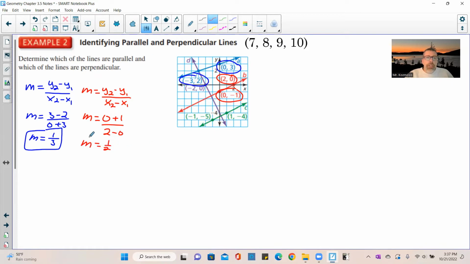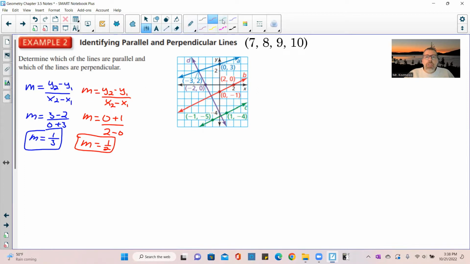So as you can see right now, the slope of the blue line is 1/3, and the slope of the red line is 1/2. Those two lines are not parallel, and they don't look like they are in the graph either. So they are not parallel. We can prove that by finding their slopes. If the slopes are different, they will eventually cross.